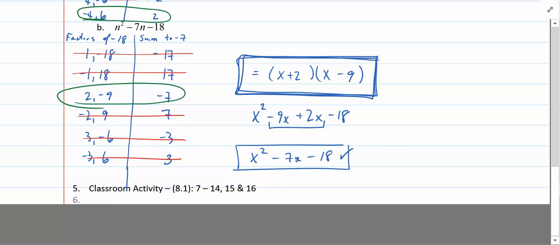Tomorrow in class, we're going to work on problems from section 8.1 again. This time we'll look at numbers 7 through 14 and the numbers 15 and 16.